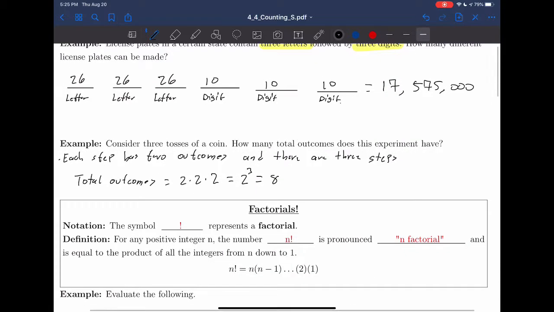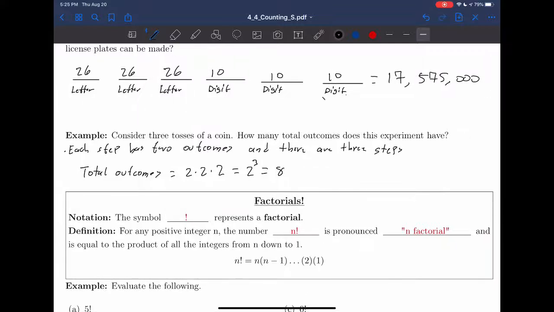Next, I want to talk about something called factorial. Whenever you see this symbol in mathematics, this represents a factorial. For any positive integer n, this is pronounced n factorial, and it is equal to the product of all the integers from n down to 1. So n factorial will be n times n minus 1, all the way to 2 times 1.